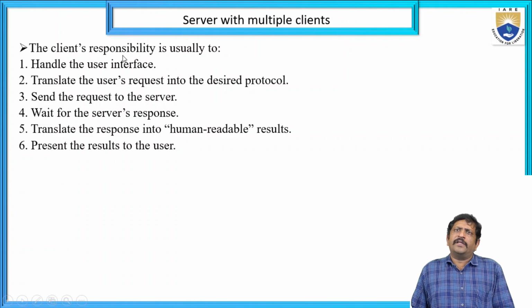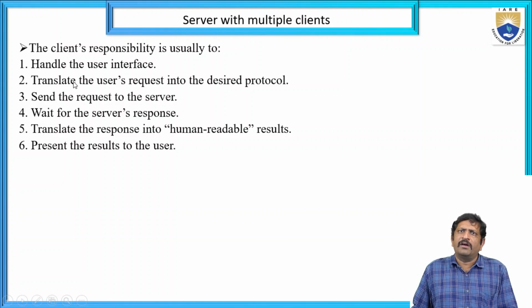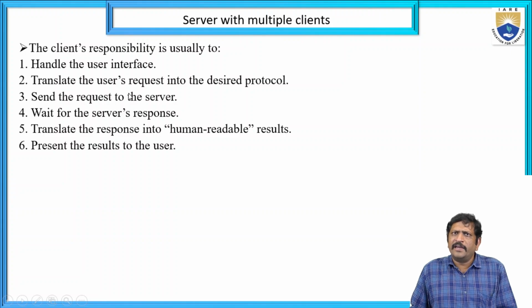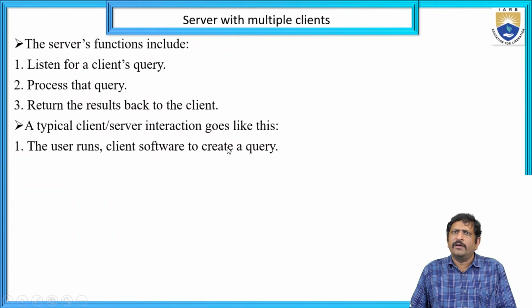The client's responsibilities generally are: it handles the user interface and translates the user request into the desired protocol. Next, sending the request to the server. It waits for the server's response and translates the response into a human readable result. Then it presents the result to the user.